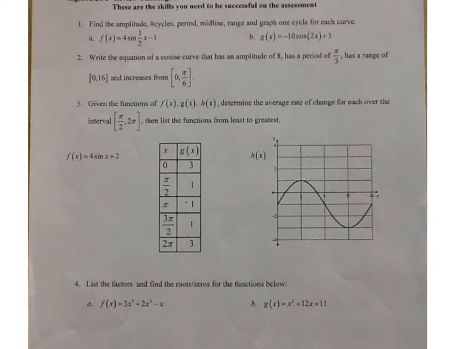Okay, so we'll be going over the review sheet for your fourth test for this quarter. So let's take a look at number 1. It says find the amplitude, the number of cycles, the period, the midline, range, and you need to graph one curve.